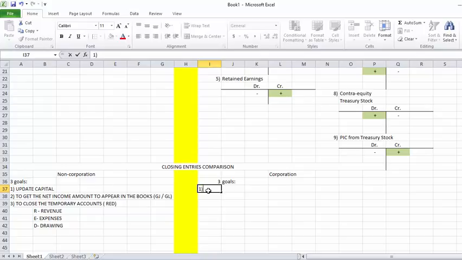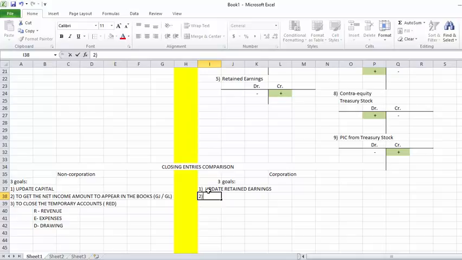So when it comes to investment, instead of using capital, we're now going to use common stock or preferred stock or generic capital stock. When it comes to earnings, instead of closing income summary into capital, we're going to close into retained earnings. So retained earnings is basically going to take over the job of capital in the closing entry process. So having said that, the number 1 goal of closing entries now is to update retained earnings.